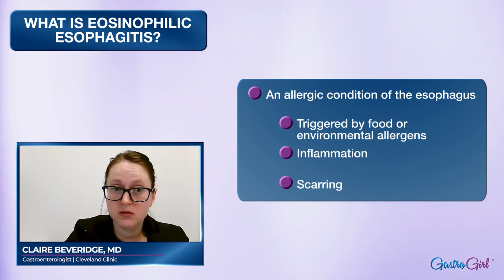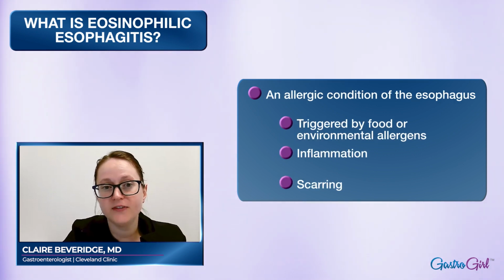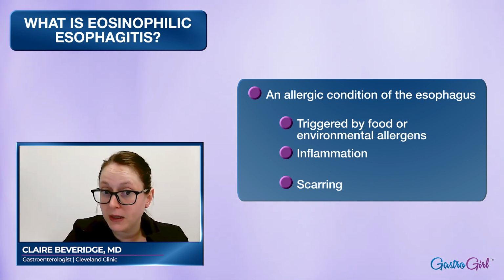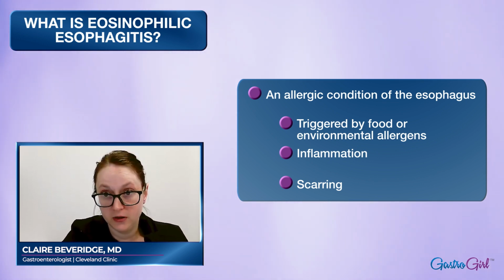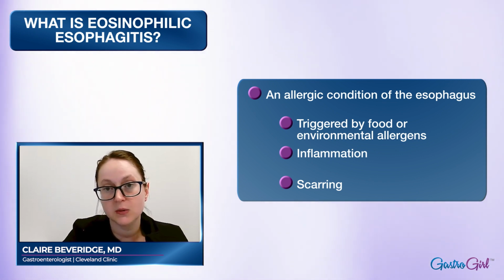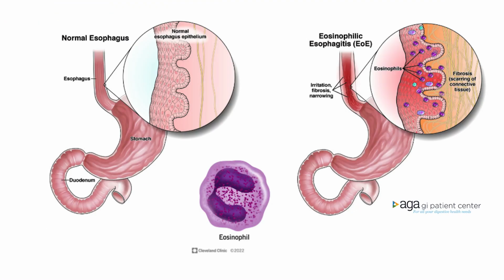Thank you. Absolutely. And thank you so much for having me on. So just to summarize, eosinophilic esophagitis is an allergic condition of the esophagus. It is often triggered by food or environmental allergens. It can be either of them. And when you get those allergens, it can cause eosinophils to accumulate in the esophagus. Eosinophils are white blood cells that are normal to be seen in our body, but aren't normal to be seen in high levels in our esophagus, okay?